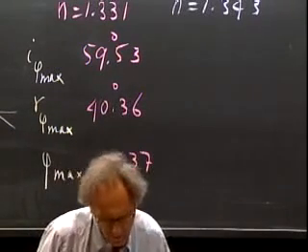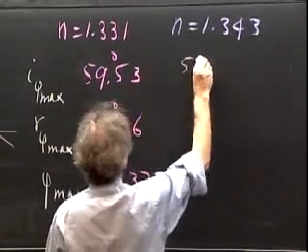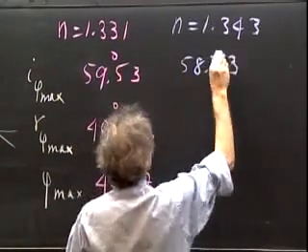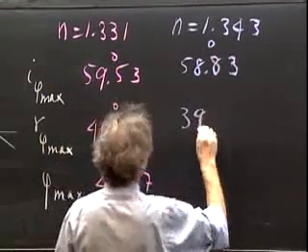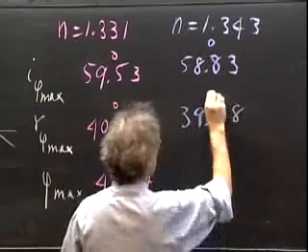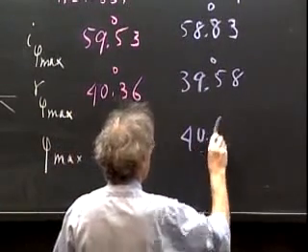And if we do the same for violet light, then you get 58.83. And then for R, we get 39.58. And for phi max, you get 40.65.